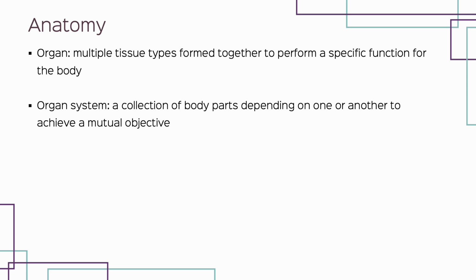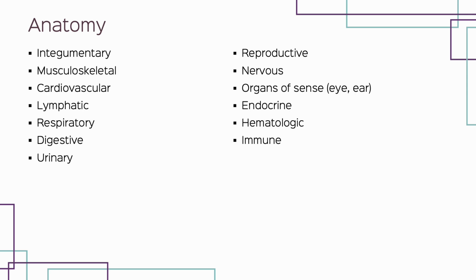The human body contains multiple organ systems, and an organ is multiple tissue types that are formed together to perform a specific function for the body. An example of an organ would be the heart. An organ system is a collection of body parts that depend on one another in order to achieve a mutual objective. An example of an organ system is your cardiovascular system, where the heart and the blood vessels work together in order to carry blood and oxygen to all of the body cells. The organ systems make up the human body. So, in this module, we will discuss a brief overview of the organ systems.